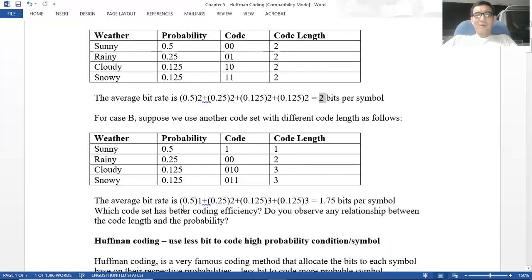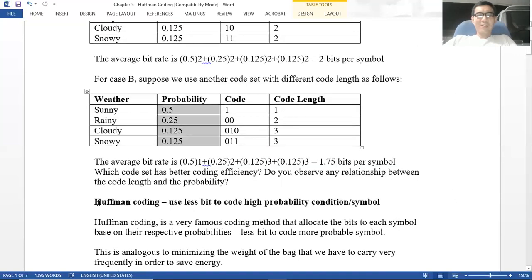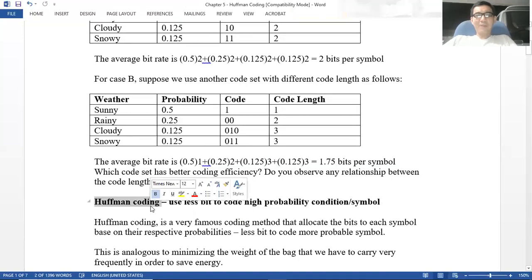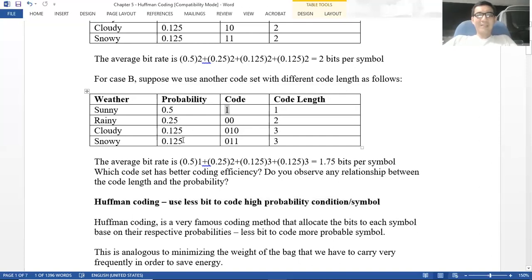So of course, here when I ask which code set is better, now you see that this code set is better, where you don't use a similar code length for all, but you actually try to code according to their probability. So what is the relationship between the code length and probability? That is actually the concept, the idea behind Huffman coding. We use fewer bits to code those very frequent conditions or symbols. If you look at here, very frequent, so we use fewer bits. And the least frequent here, we use longer bits.